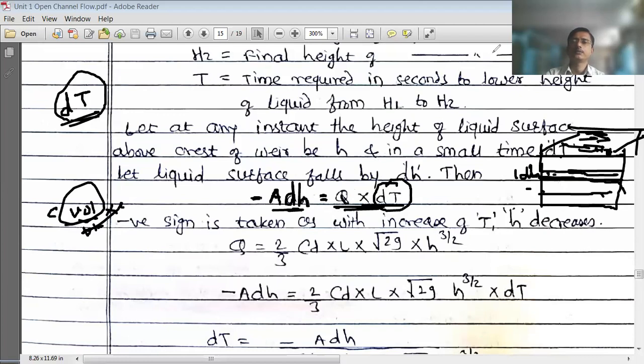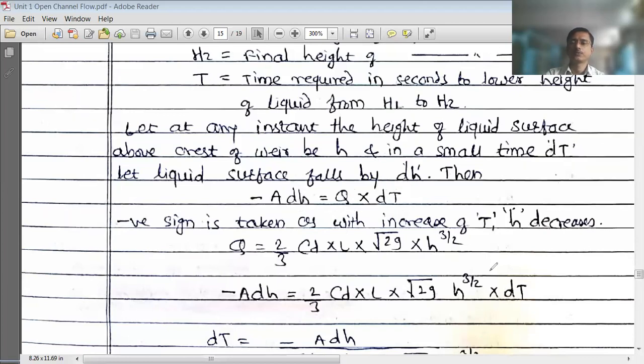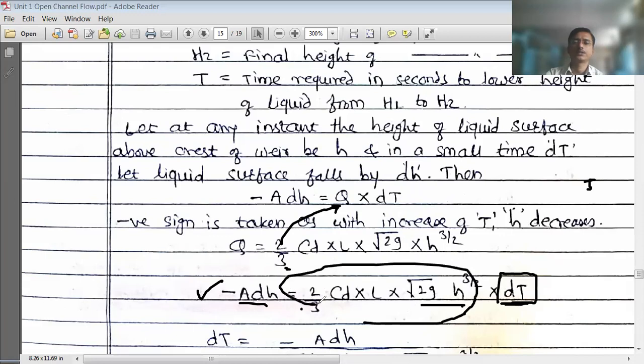For the rectangular notch or weir, the formula for the discharge is 2/3 CD L under root of 2g into H raised to 3/2. If I put this value inside the equation, the left-hand side will be as it is, and on the right-hand side this part will come into dt. Now we are interested in finding the time, capital T. So I will take this dt on one side and all other things on the other side. I have taken this part on the LHS, then I will get this equation like this.